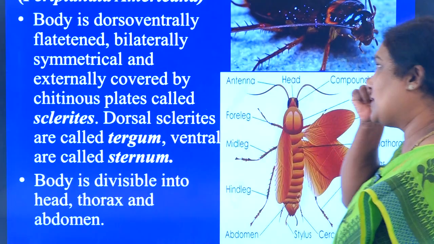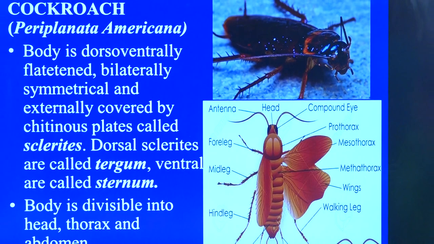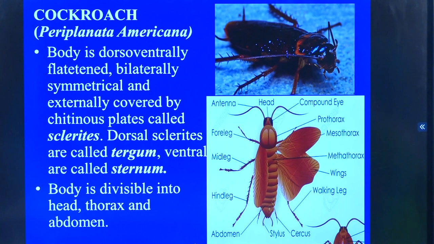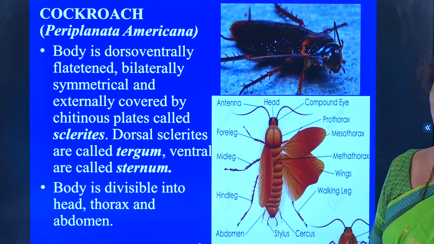Moving to the next one, it's the cockroach. Well, children, in cockroach you find the different varieties of the species, like Periplaneta americana, Blattida, so many other species are there. Anyhow, this is not a native of India. It's not an indigenous species. Rather, it's an exotic one. So, it has come out from America, so we call it Periplaneta americana.